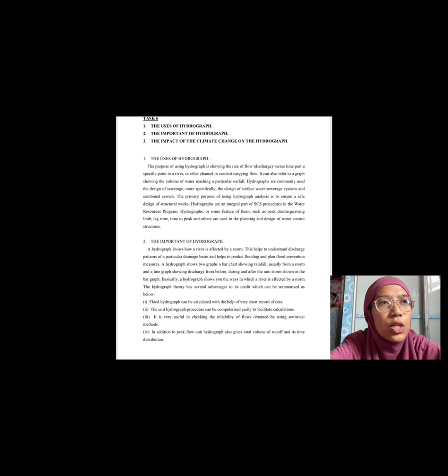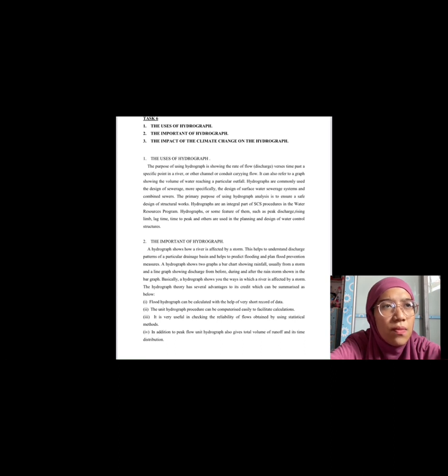Hydrographs are commonly used in the design of sewerage, more specifically the design of surface water sewerage systems and combined sewerage. The primary purpose of using hydrograph analysis is to ensure a safe design of structural works. Hydrographs are an integral part of the design of water control structures.